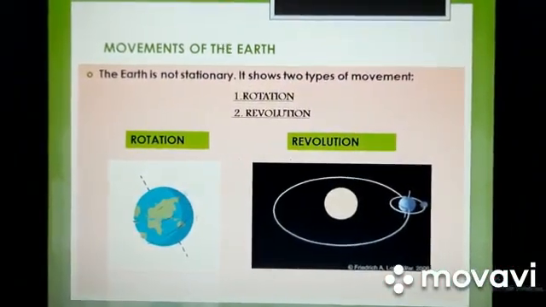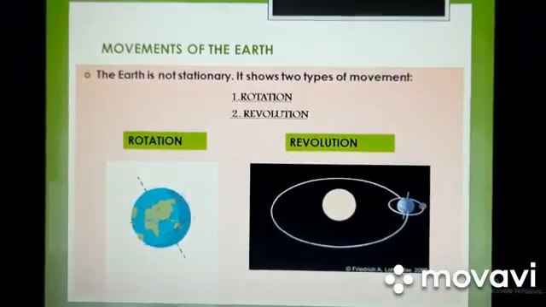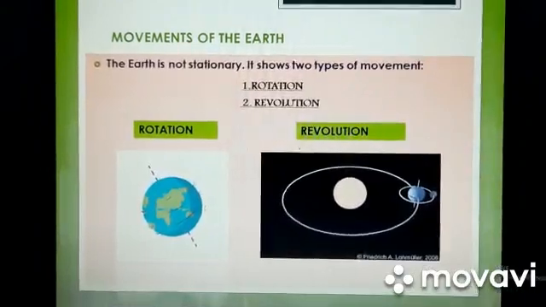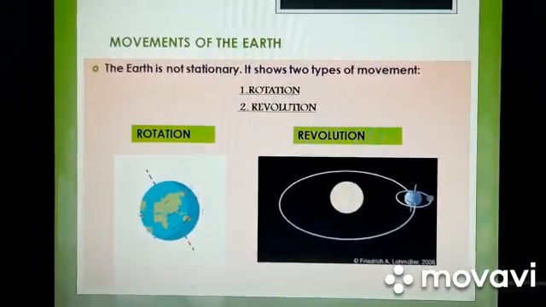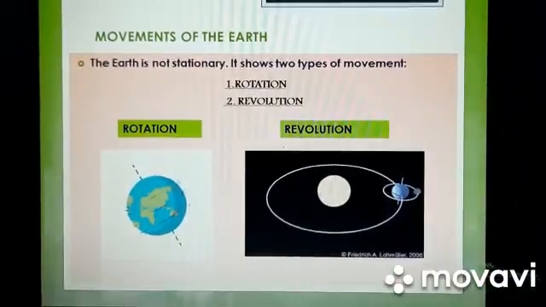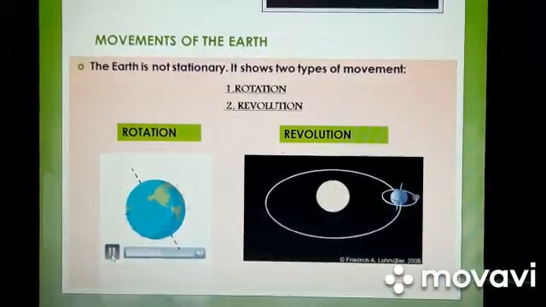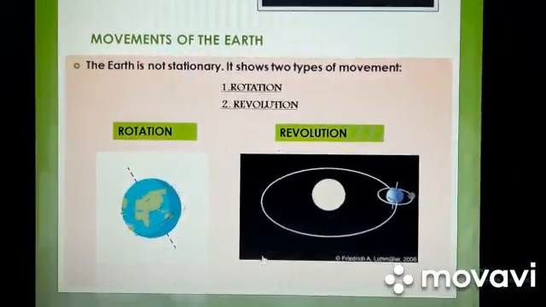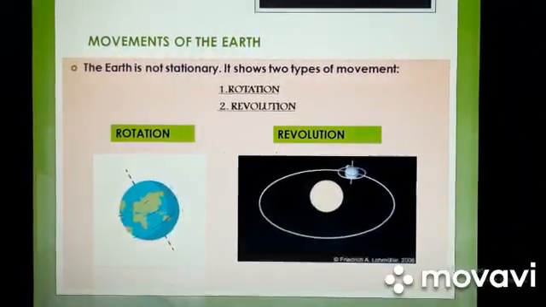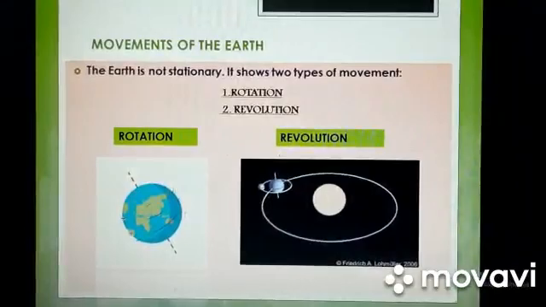Hello students, isn't it strange to know that our earth is continuously moving? Yes, our earth is not stationary. That means it is not at rest. It shows two types of movement, that is rotation and revolution. So the first picture here shows rotation of the earth and the second picture shows the revolution of the earth. So we will study about both these types of movements one by one.